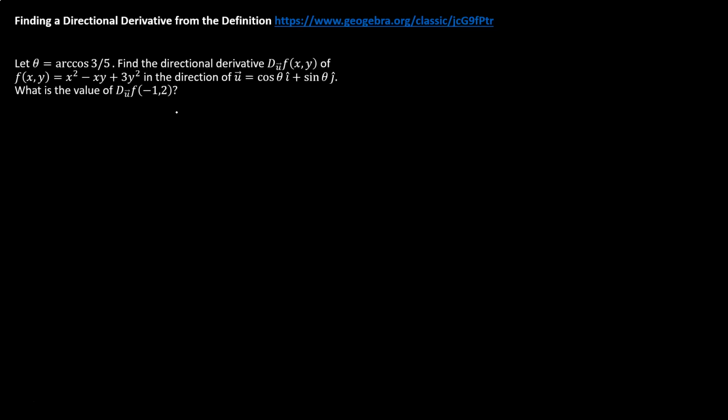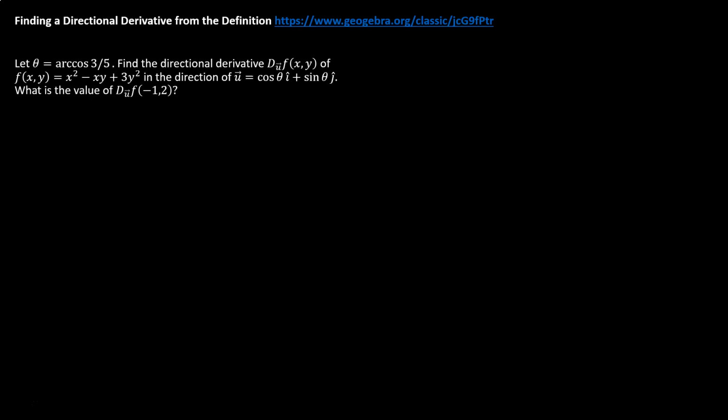For this problem, we're asked to find the directional derivative, D_u f, of the function f in the direction of u, and then we're asked to calculate the value of it. So not only are we finding the derivative function, where we still have x's and y's, but at the end we're going to evaluate that function at x equals -1, y equals 2. Let's start off with the pieces that we need.